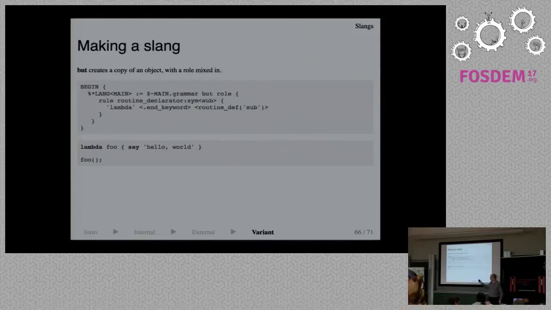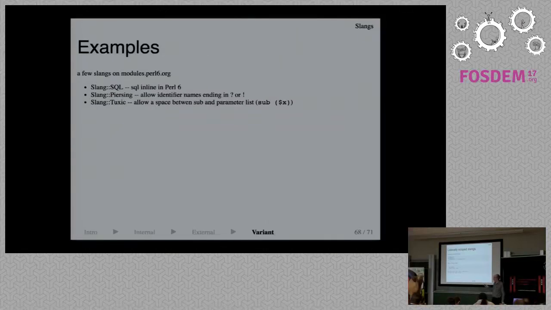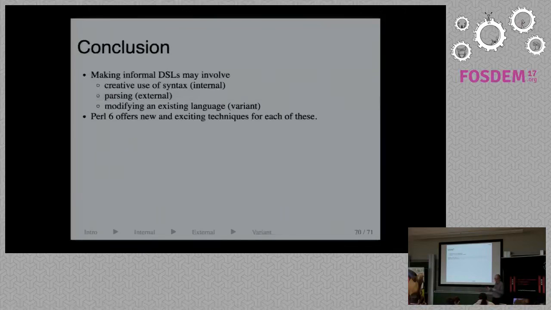And then after that, you can say lambda foo, instead of sub foo, and it'll declare a sub for you. And by the way, if you put it somewhere else, these changes to the grammar are lexically scoped. So inside a scope, you can use the grammar you just made up. There are a few examples of slangs in the ecosystem already. I won't talk too much about those, but you can look them up. There's still some work to be done for syntax for using slangs. But all in all, they're there, they exist.